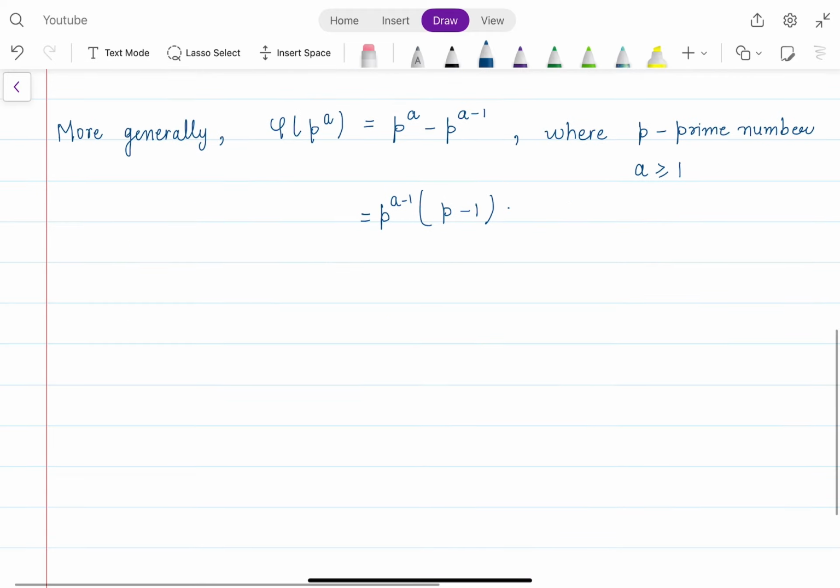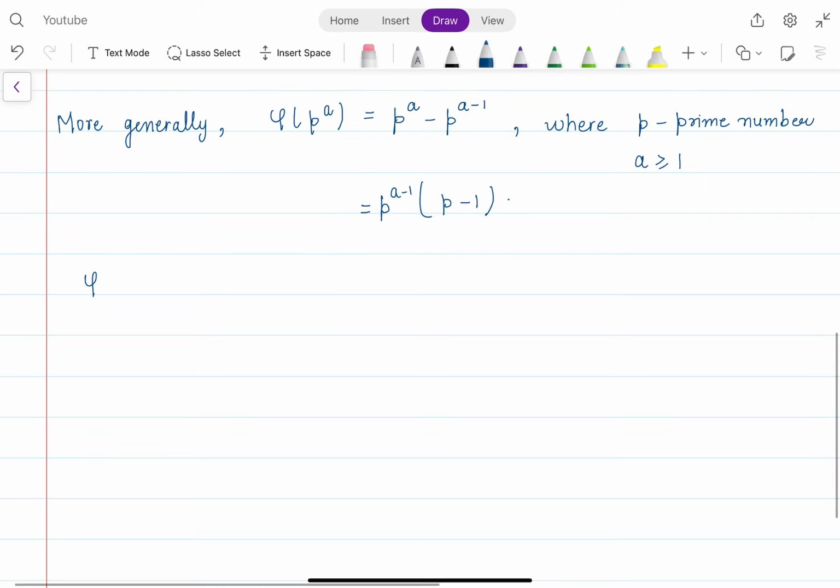Now this function has a very interesting property. This function is multiplicative in the sense that phi of a times b, this will be phi a times phi b. So as you can see, we are using this Greek letter phi for this function, right? So this happens if a and b are coprime, that is GCD of a and b is 1. So this function has this multiplicative property.